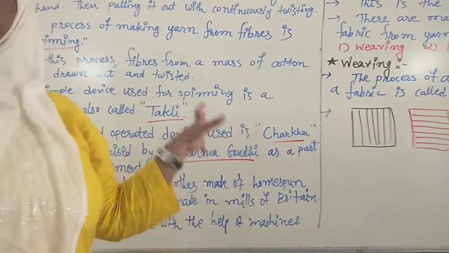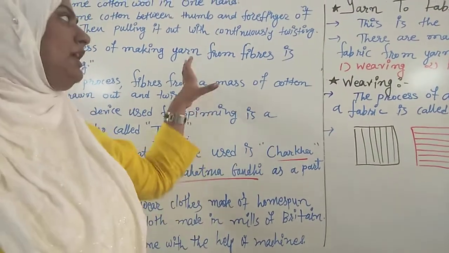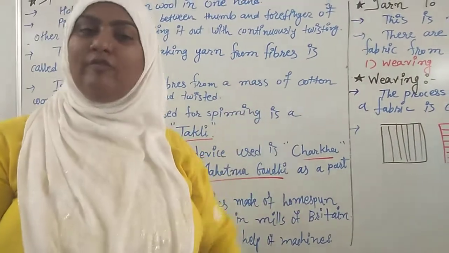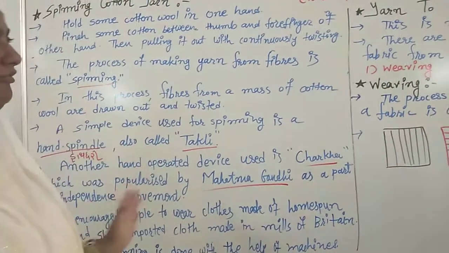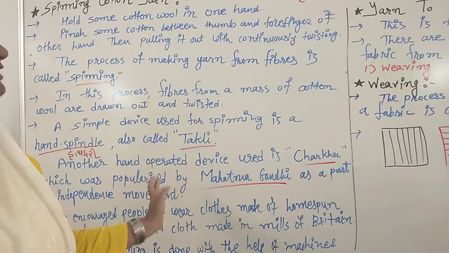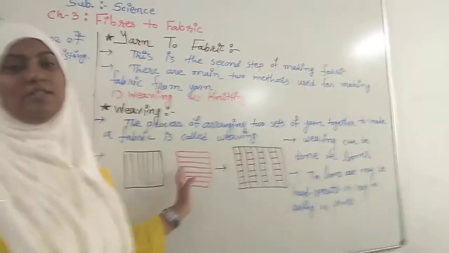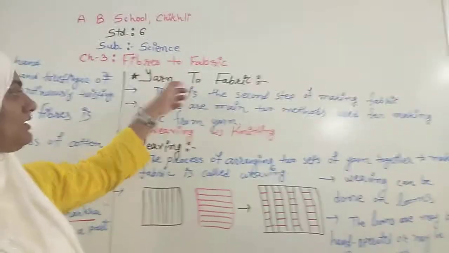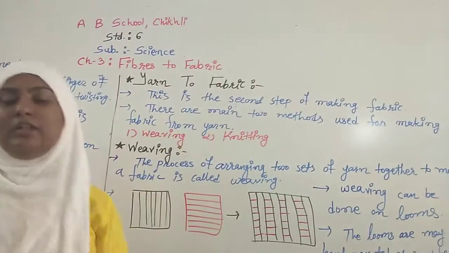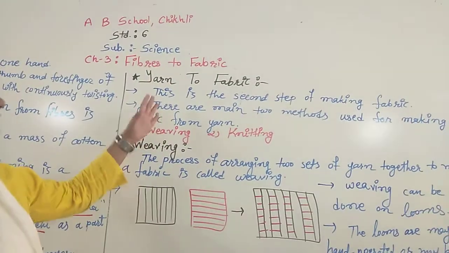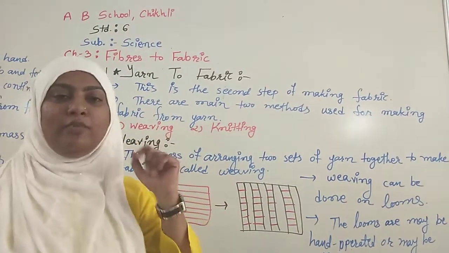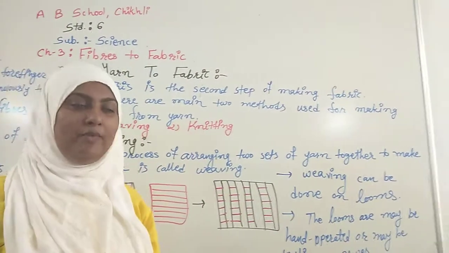So this is the first step of making fabric, which is making yarn from the fibers. After yarn is made, it is converted into fabric. This is the second step. So yarn to fabric is the topic. This is the second step of making fabric.